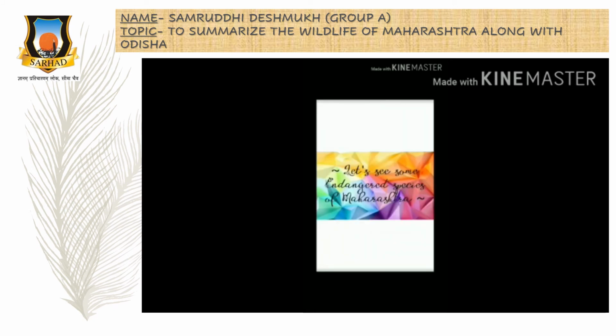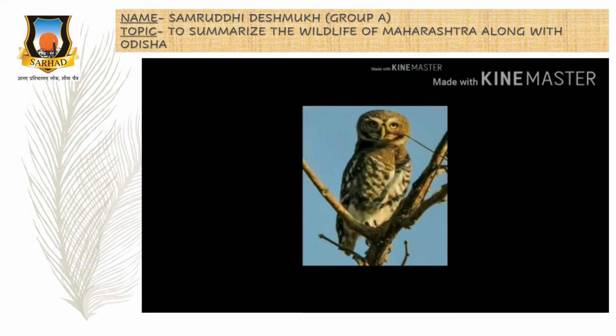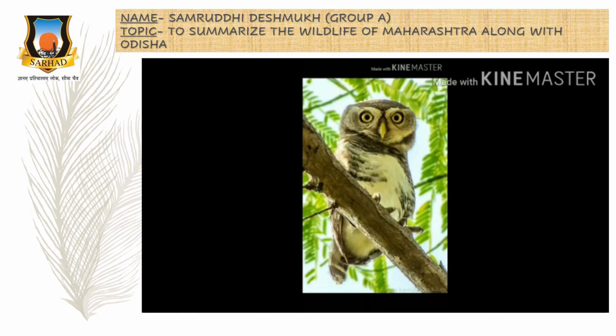Let's see some endangered species of Maharashtra. The forest owlet is endemic to the forest of central India. It is listed as endangered on the IUCN Red List since 2018. As the population is estimated at less than 1,000 mature individuals, it is threatened foremost by deforestation. It is a member of the typical owl family Strigidae and was first described in 1873.